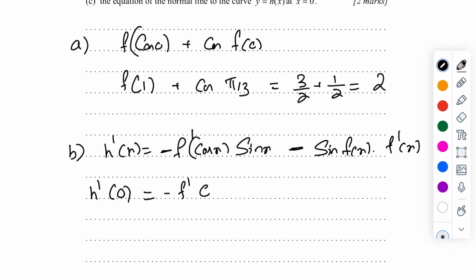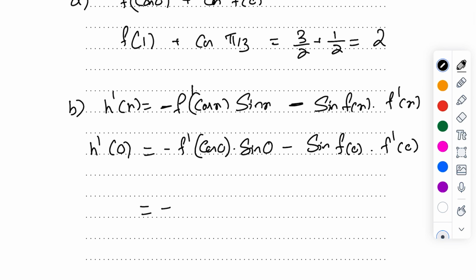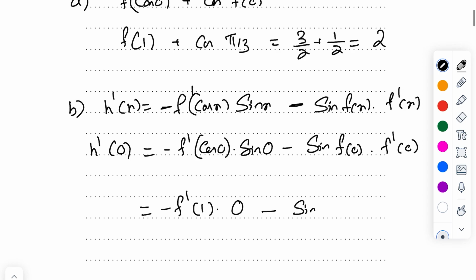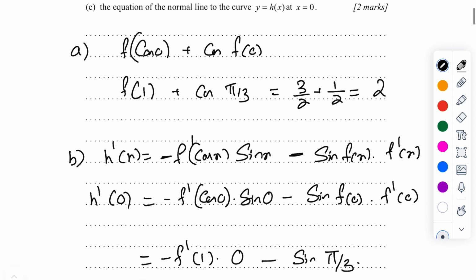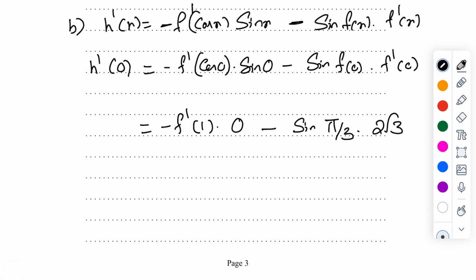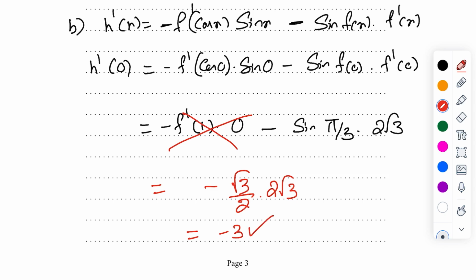So minus f prime of cos 0 times sin 0 minus sin of f of 0 times f prime of 0. Minus f prime of cos 0, cos 0 is 1, sin 0 is 0. This entire thing is 0. Sin f of 0, f of 0 is pi by 3. F prime of 0 is 2 root 3. So minus sin pi by 3 times 2 root 3, which is root 3 upon 2 times 2 root 3. 2 gets cancelled. Minus 3 is going to be the answer.